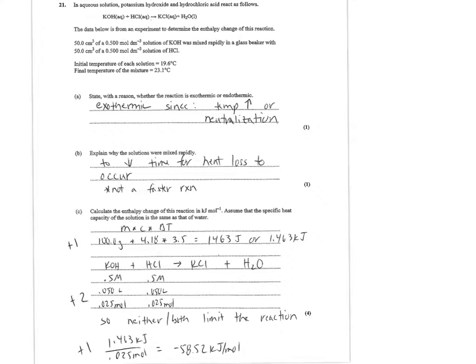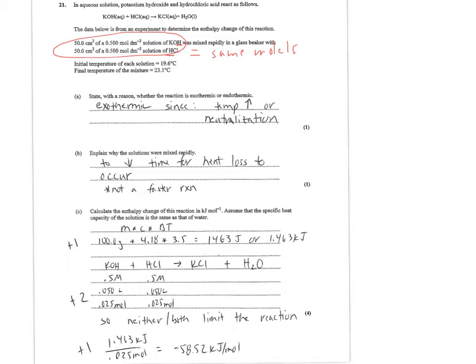21 says, in aqueous solution, potassium hydroxide and hydrochloric acid react as follows. So you can see it's a 1-to-1 equation between reactants and products. The data below is from an experiment to determine the enthalpy change of this reaction. And with this data, we see that there's equal volume and equal concentration for both reactants. So this means we have the same moles of each one. And since there's one H and one OH on each of these, it's going to be a 1-to-1 neutralization.